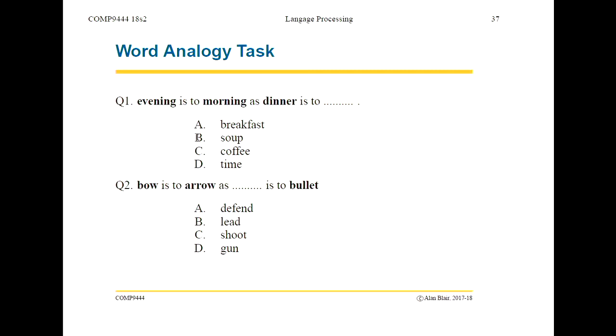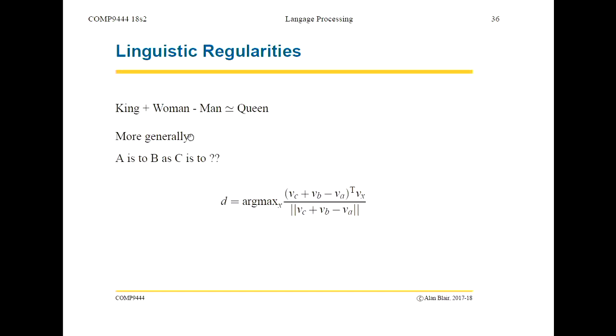So you say evening is to morning as dinner is to what, or bow. Let's look at the second one. Bow is to arrow as what is to bullet. Well, you use a bow to shoot an arrow, so you use a gun to shoot a bullet, right? So the answer is gun. Now, the way you can use your word vectors to do this is, if you're given a question, A is to B as C is to what, you can take the vectors for A, B, and C.